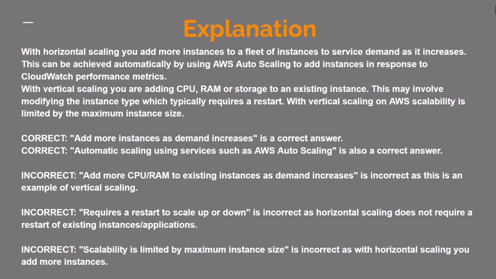Incorrect. Add more CPU, RAM to existing instances as demand increases is incorrect, as this is an example of vertical scaling. Incorrect. Requires a restart to scale up or down is incorrect, as horizontal scaling does not require a restart of existing instances or applications. Incorrect. Scalability is limited by maximum instance size is incorrect, as with horizontal scaling you add more instances.